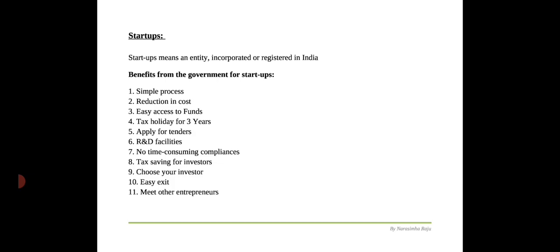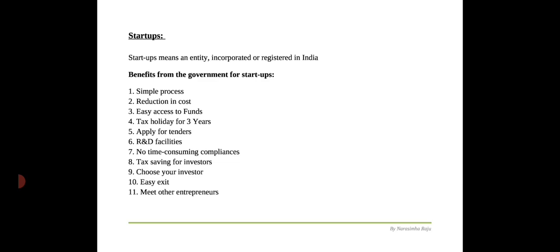And the next one is easy access to funds. In the budget, a 10,000 crore rupees fund is set up by the government to provide funds to the startups as venture capitalists from the side of government. The startups can utilize these funds to develop their businesses. The government is also giving a guarantee to the lenders to encourage banks and other financial institutions to provide venture capital.